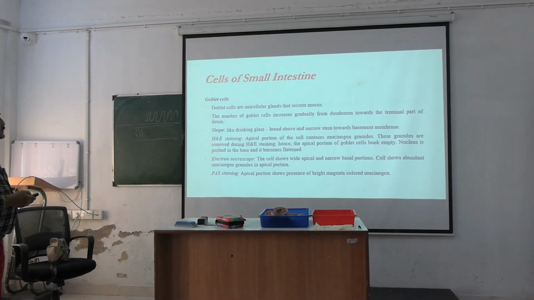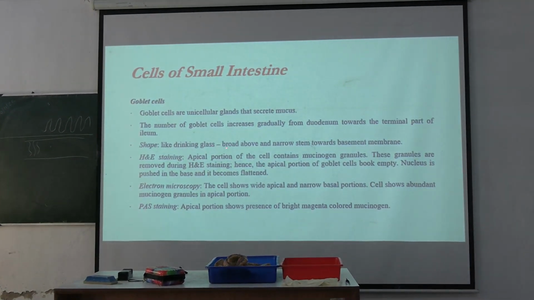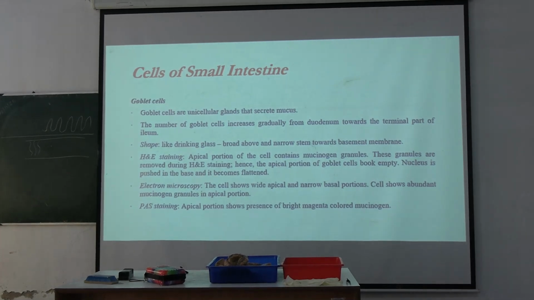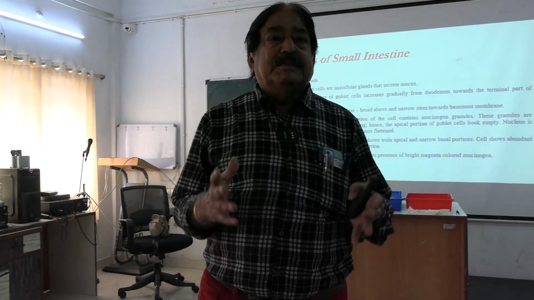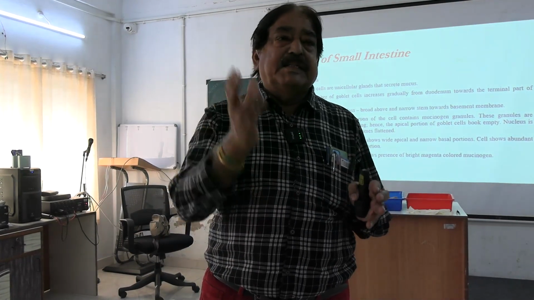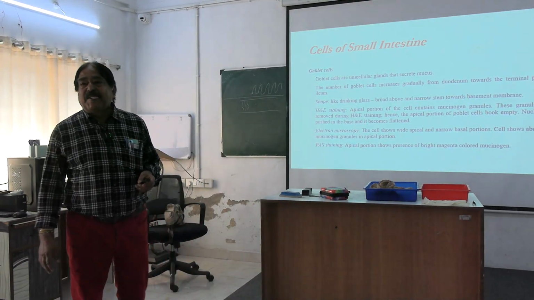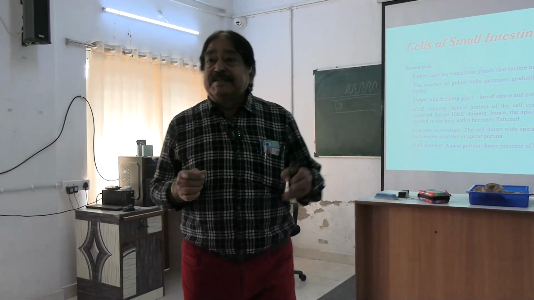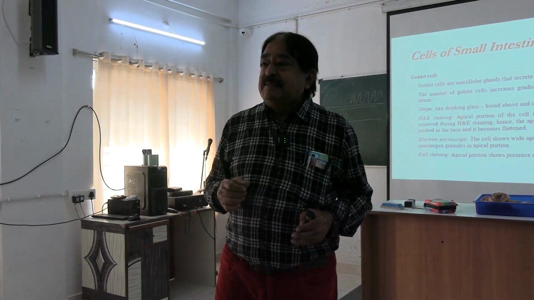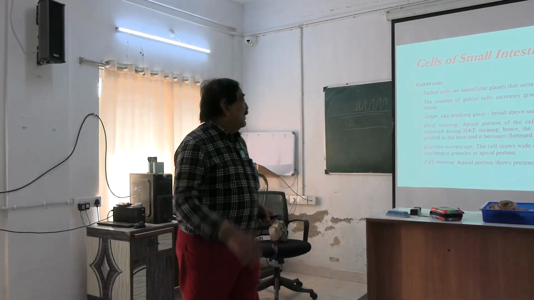Now, goblet cells. They are shaped like a drinking glass, broad above and with a narrow stem towards the basement membrane. Drinking glass, whiskey or some cocktail, it is like that. I think I need not draw a diagram for that. You think of the picture of Modi drinking apple juice and the Italian lady drinking whiskey, and they are just toasting it.